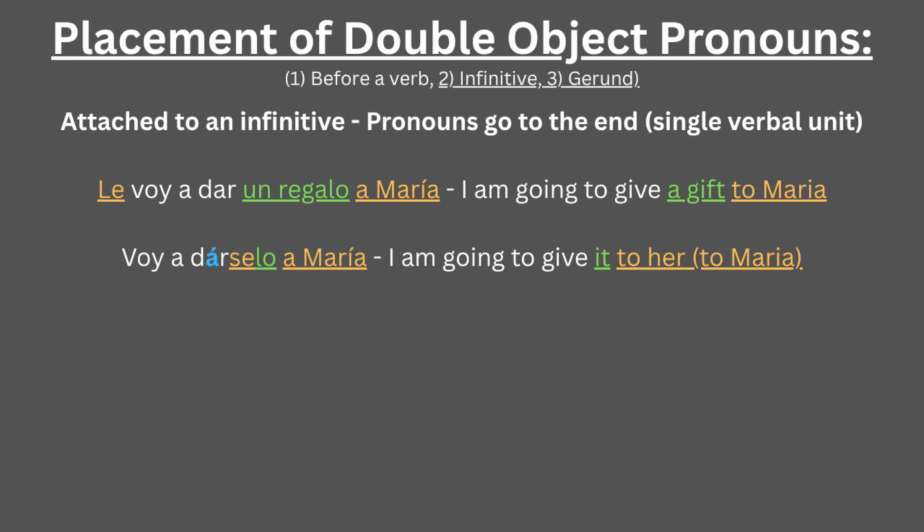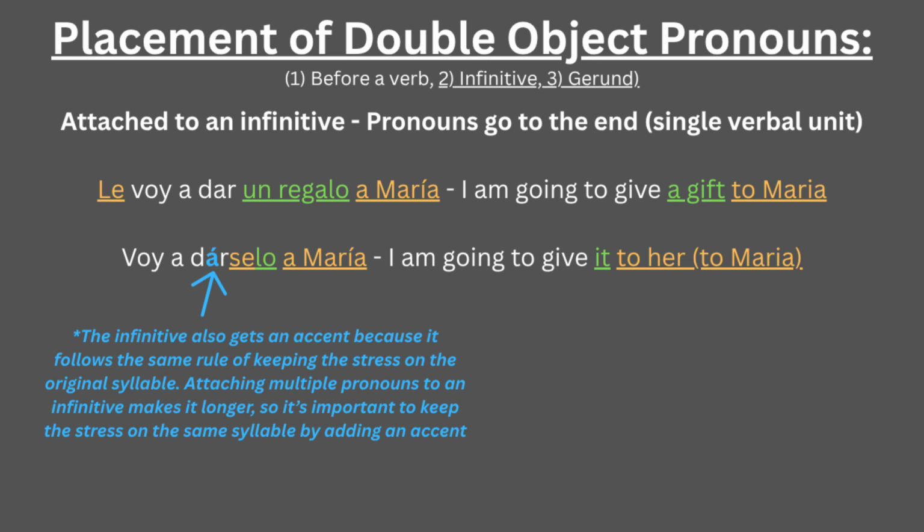With infinitives, the indirect pronoun will go first, and then the direct pronoun. In this case, the infinitive also gets an accent, because it follows the same rule of keeping the stress on the original syllable. Attaching multiple pronouns to an infinitive makes it longer, so it's important to keep the stress on the same syllable by adding an accent. Le voy a dar un regalo a María. Voy a dárselo a María.